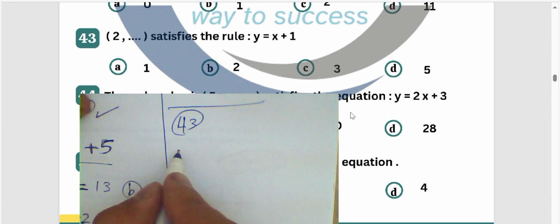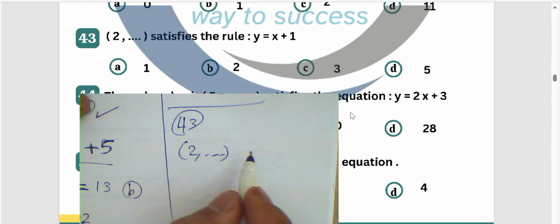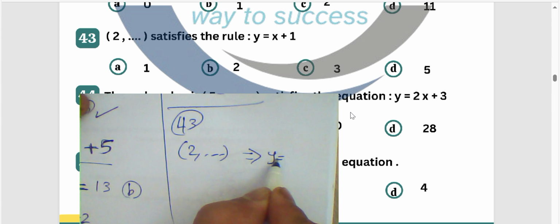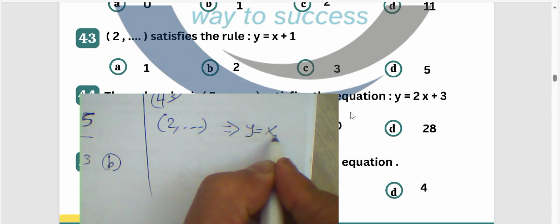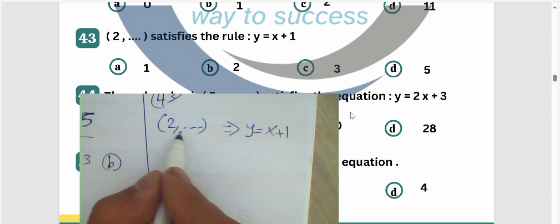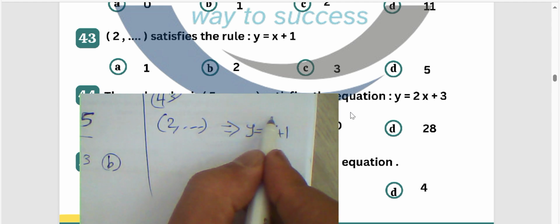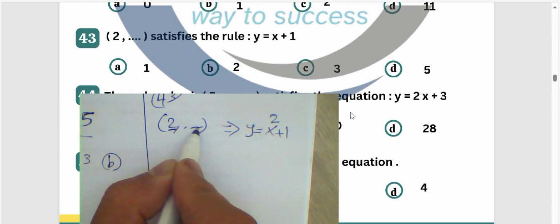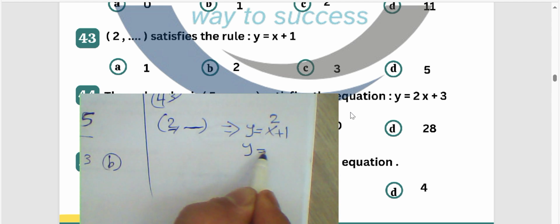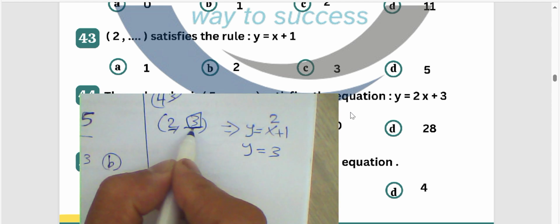We have the point 2 and a blank that satisfies the equation y equals x plus 1. Okay, this point 2 and blank satisfies the equation, put x equals 2 here. Then the value of y equals 3. Then we must write 3 in the blank. Choose letter C.